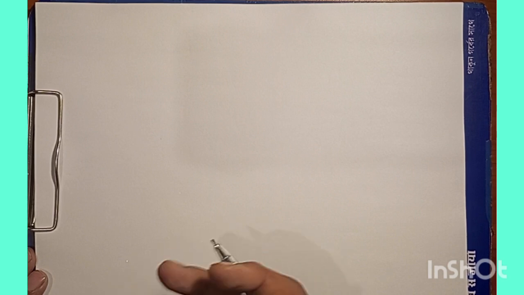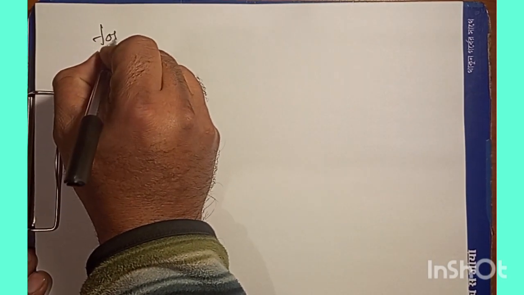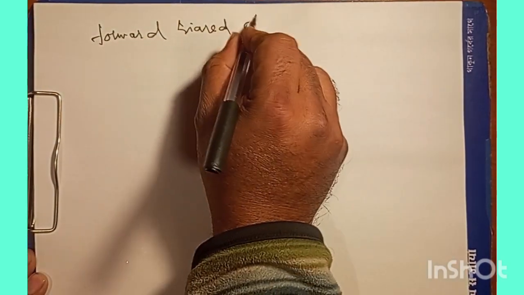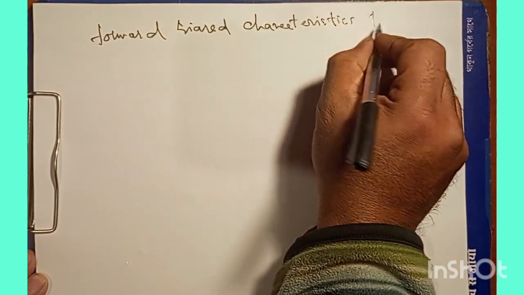Now let's go with the characteristics of PN junction diode. As we have learned from the previous video, what are the conditions for forward biasing of a PN junction, and what are the conditions for the reverse biasing of a PN junction. Now let us try to see the forward biased characteristics of diode.